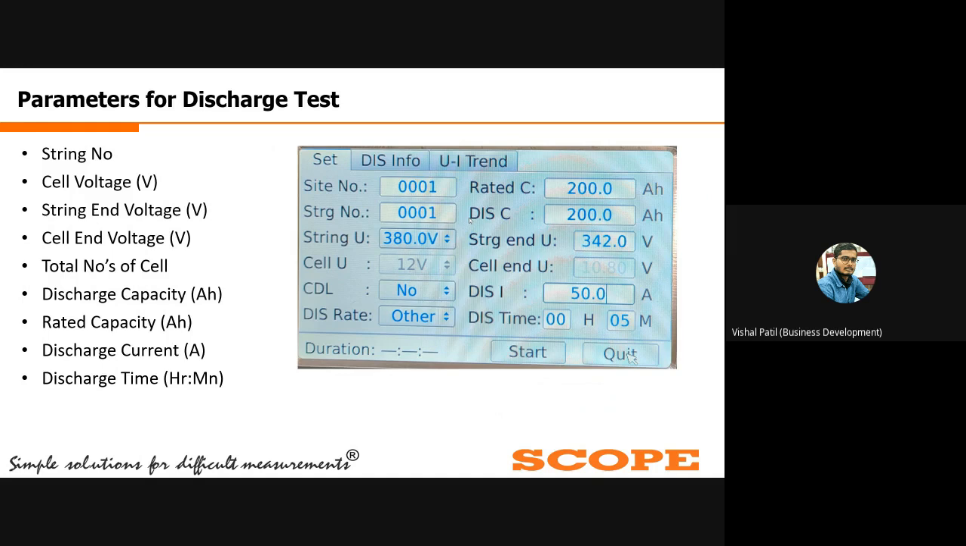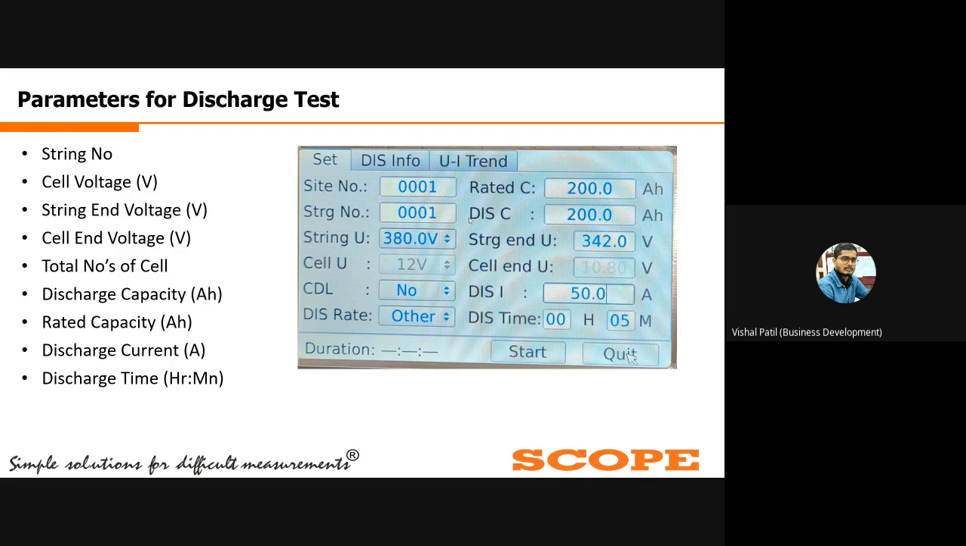If that particular ECB or cell end voltage is less than 90% of the nominal voltage, then you can manually change the cell end voltage. Next, the total number of cells will be automatically calculated by our instrument. Then the next parameter is the discharge capacity. For example, if it is a 200 ampere hour battery bank and you need to discharge the entire battery bank, then you need to enter the discharge capacity as 200. If you want less, then you can change it manually.